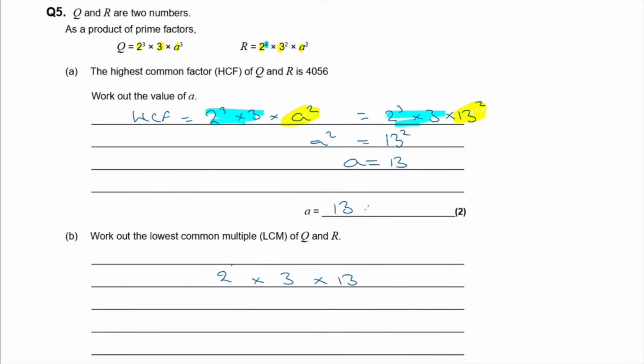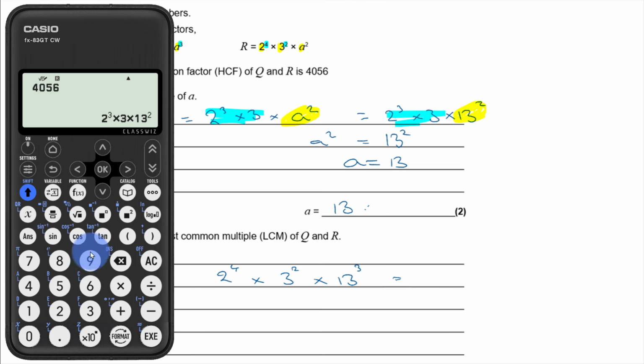So that's going to be 2 to the power 4. I've got a 3 and a 3 squared, so I'm going to pick the 3 squared there. And I've got a cubed and an a squared, which is my 13, so I'm going to pick the cube. Okay, so I'm going to get 13 cubed. So it's going to be 2 to the power 4 times 3 squared times 13 cubed.